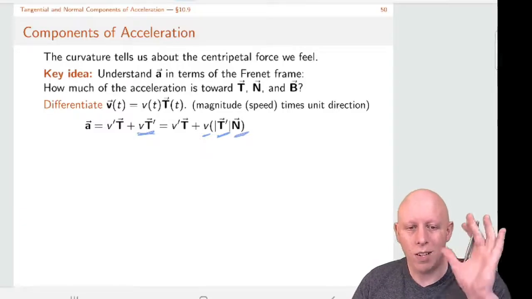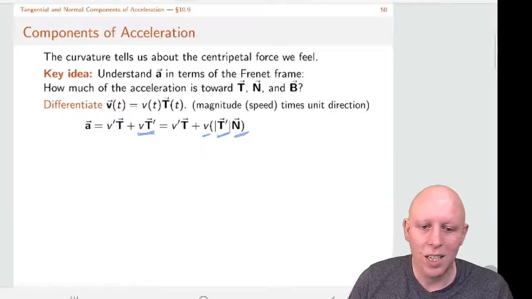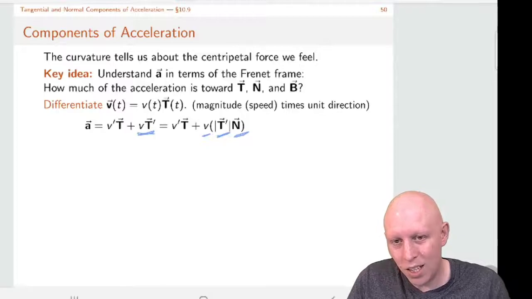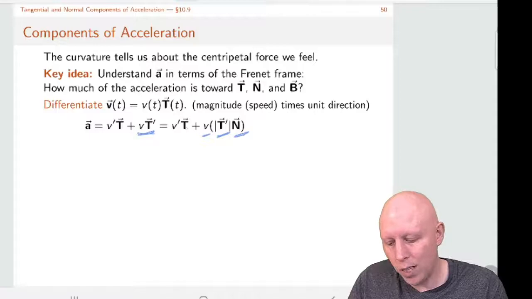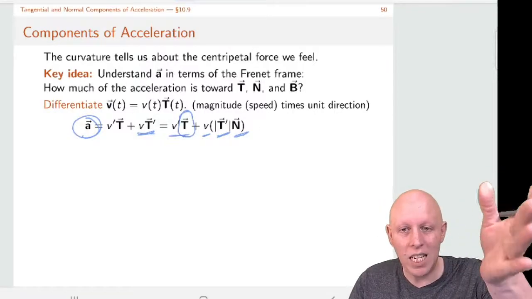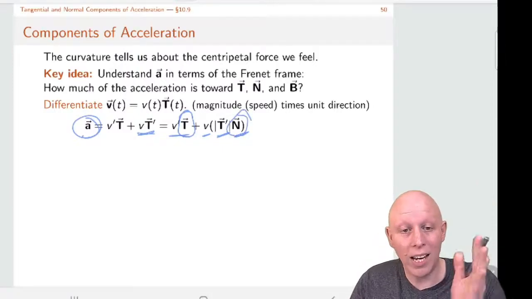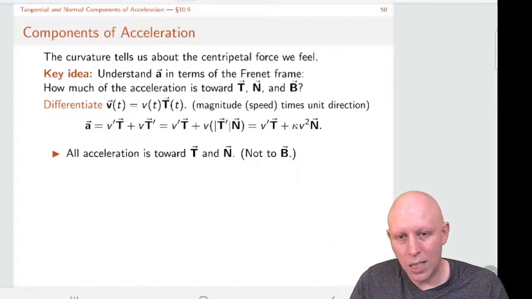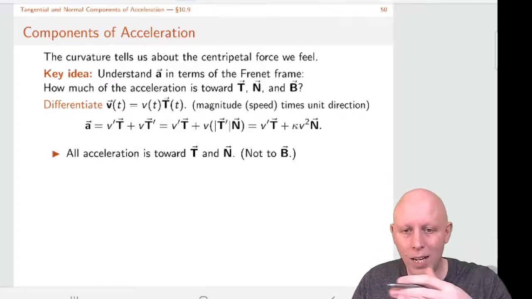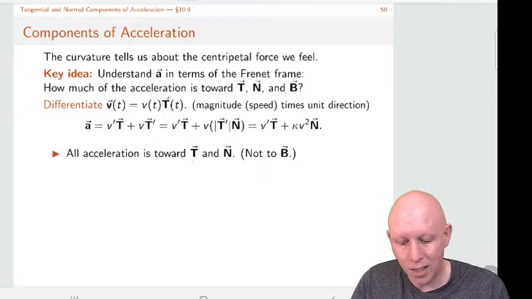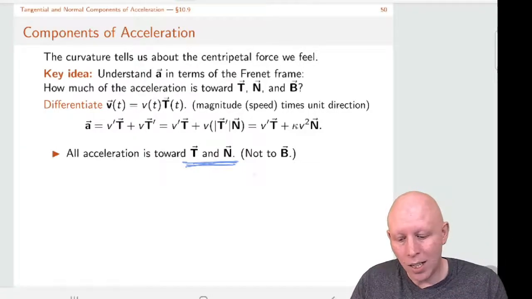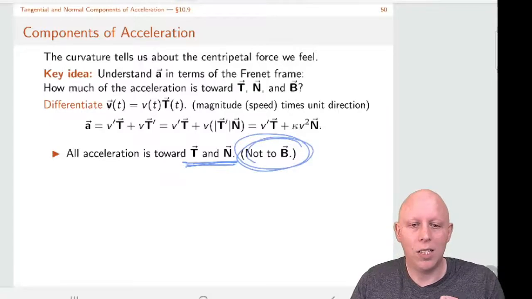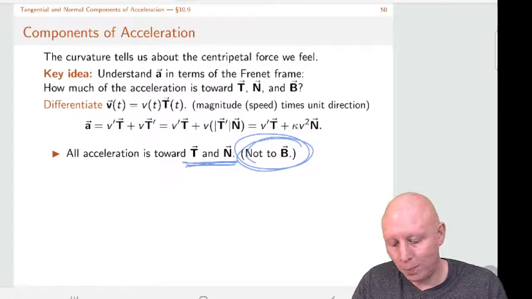Okay, so that feels a little bit sketchy, but the reason we would do this is so that we could break down this acceleration into two pieces, one that's in the direction of T and one that's in the direction of N. Which is telling us that all of the acceleration happens in the plane that has T in it and N in it. And so none of the acceleration is in the direction of the binormal vector.